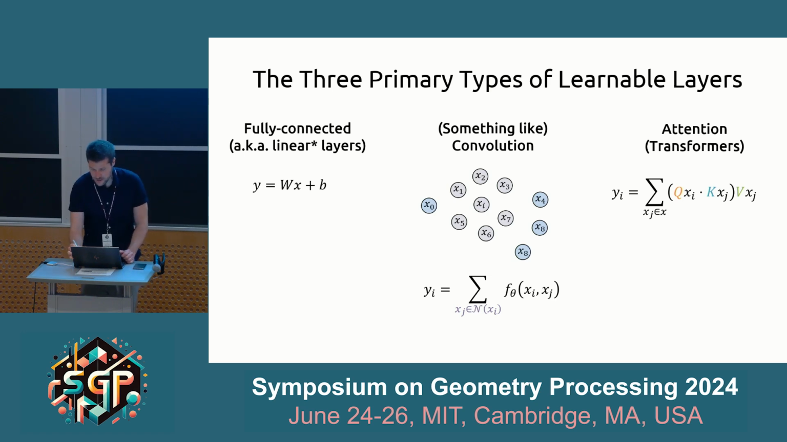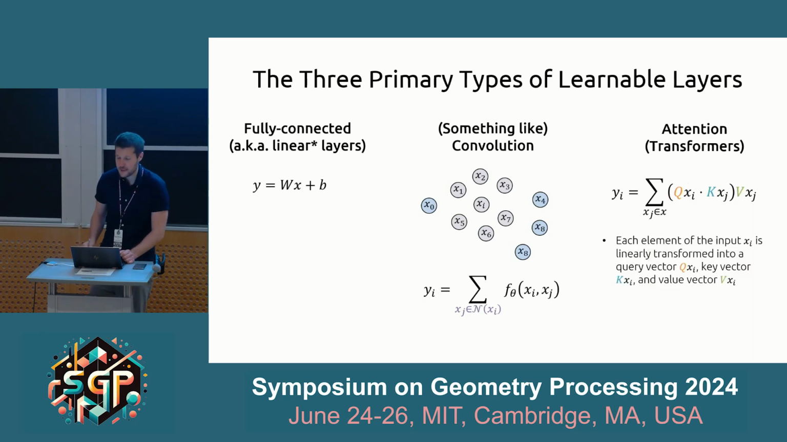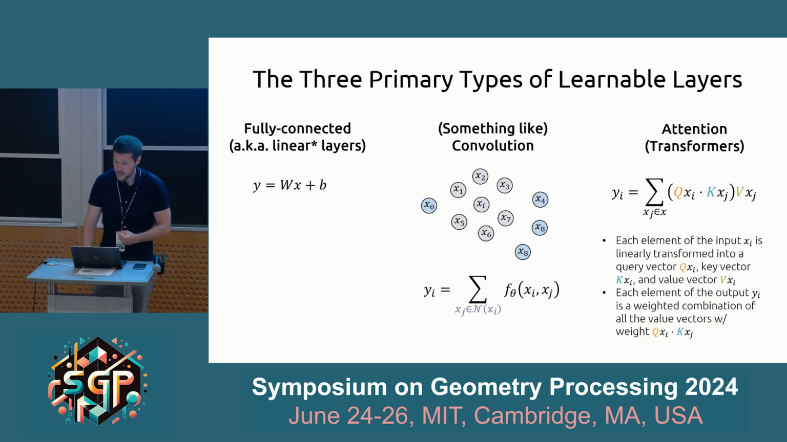We notice that I have these three matrices, Q, K, and V. Every element of the input first gets linearly transformed into what's called a query vector, a key vector, and a value vector by being multiplied by these three matrices. These matrices are optimizable or learnable parameters. Then every element of the output is just a weighted combination of these value vectors, where the weights are given by the affinity, or the dot products, between the query vectors and the key vectors. Okay, that's mechanistically what's happening.